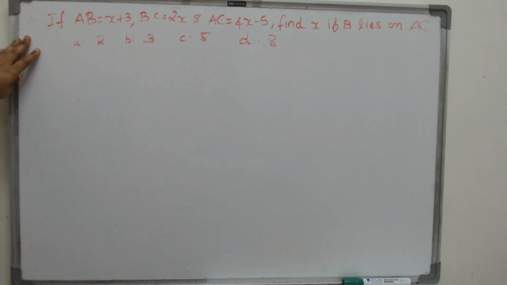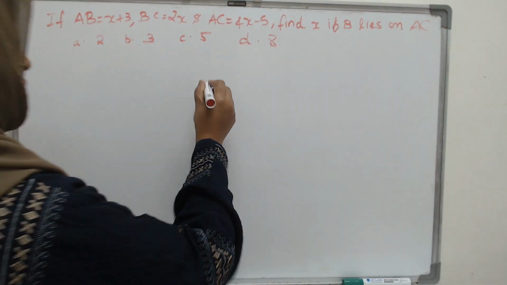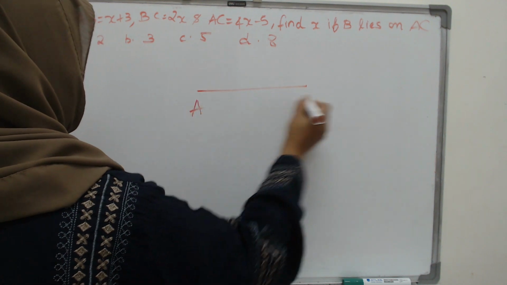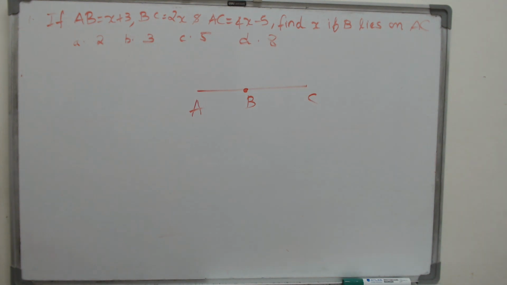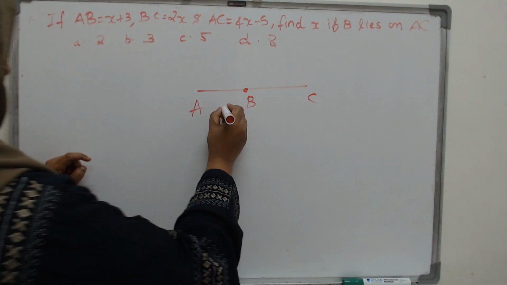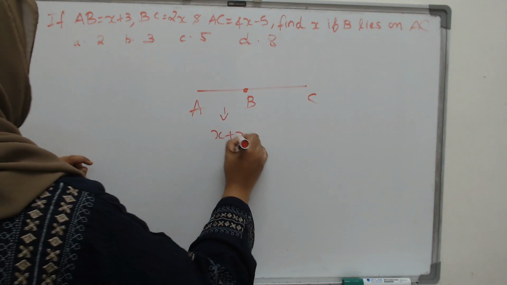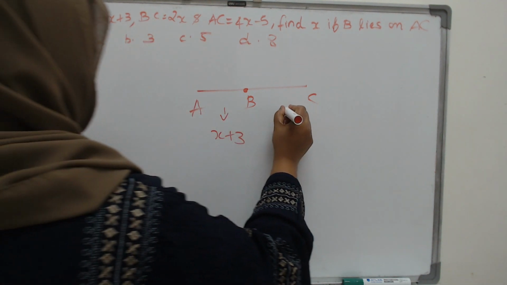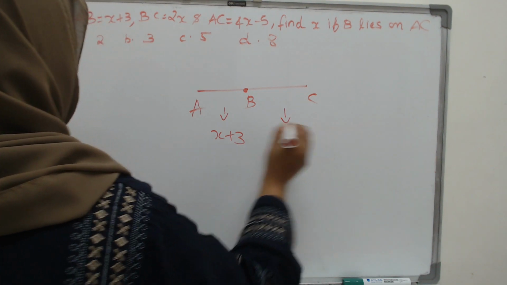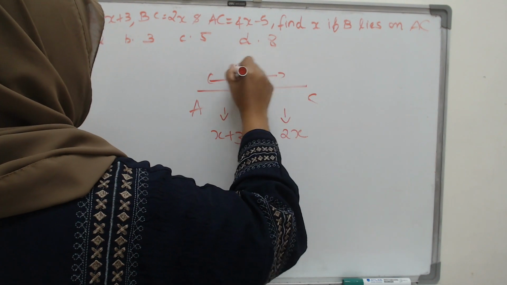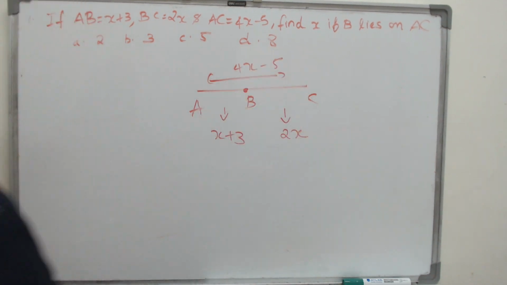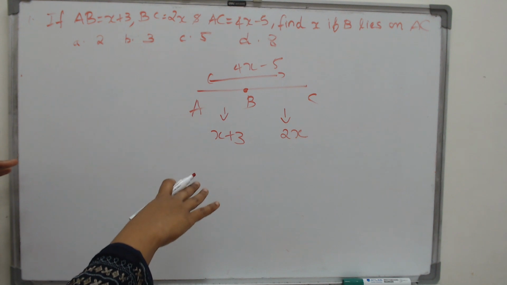Now we come to this question. Before going to all of this x and 3 and all of that, look at the condition. You have an AC and B is said to be a point on AC. Now look at what all the conditions are. AB, this much, is x plus 3. BC, this much, is 2x. AC, the whole of this, is 4x minus 5. Then how do you connect them with an equation?